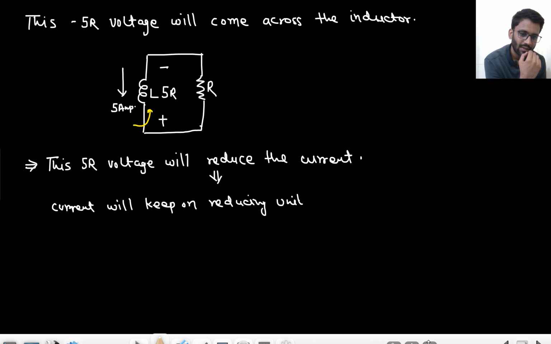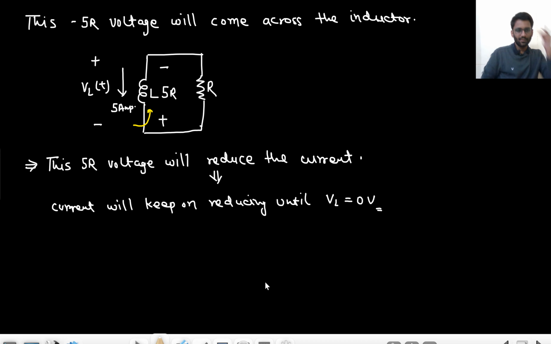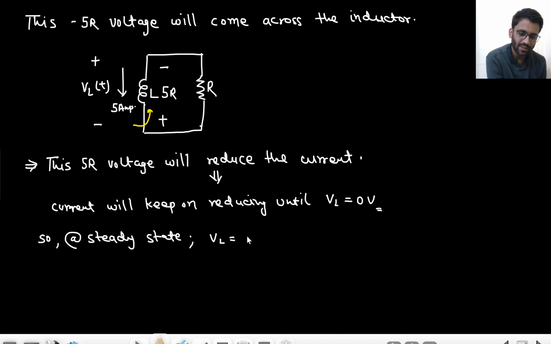Until what? Until, let's just call this VL(t). This was our VL(t), no? Until VL goes to 0 volt. If VL is 0 volt, so at steady state, VL is equal to 0 volt. So this is 0 volt. So what will be the current? What was the current? The current direction was this.